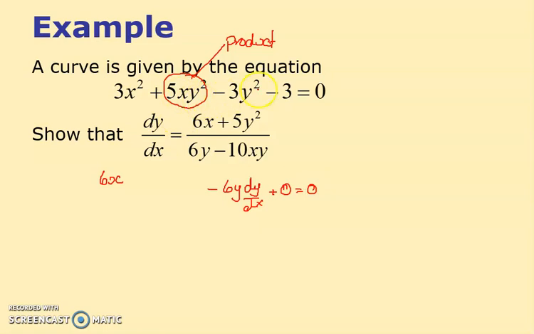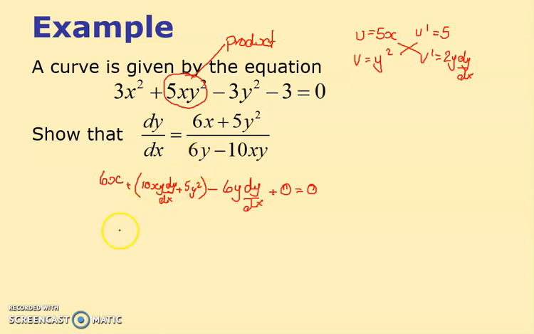The tricky bit is here. So I'm going to write u is 5x, v is y squared. U dash is 5, v dash is 2y. It's the wrong letter, so I need to write dy by dx. So if I do this, it's plus, well, I get 5x times 2y, that's 10xy dy by dx, plus 5y squared on the other diagonal.